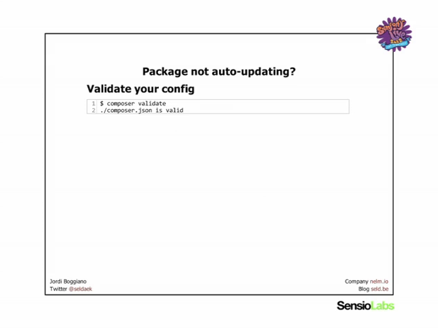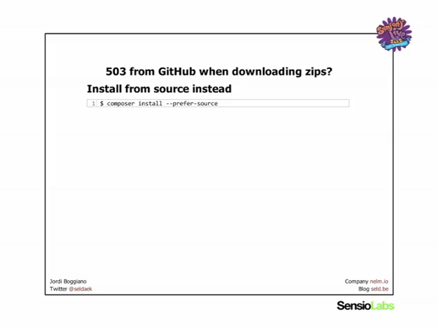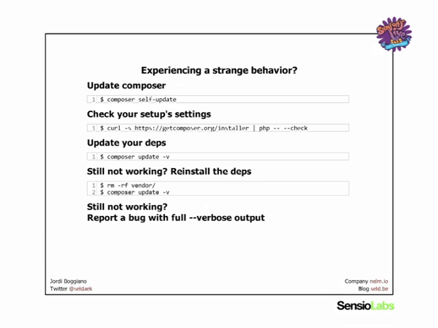I mentioned that already before, but if GitHub is broken, just use prefer-source. And if you get just random weird stuff, which happens, first thing, please run self-update, because that gives you the latest version. Especially, I don't know, how many of you run it from the PHP Homebrew thing? You know, the Homebrew. You didn't even know Homebrew existed? Or?